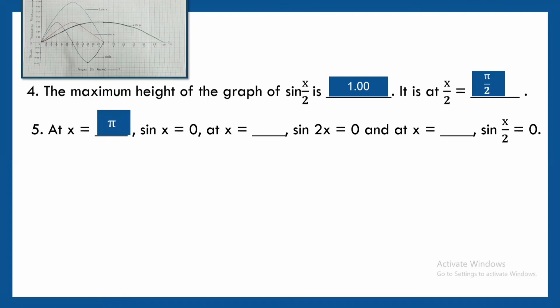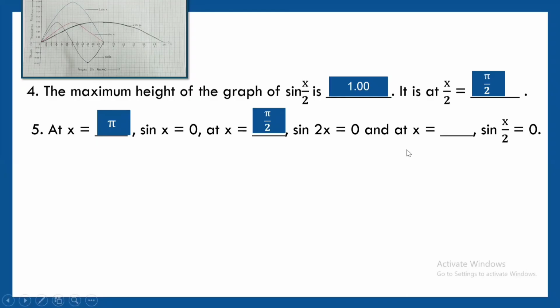At x equal to dash, sin 2x is equal to 0. Sin 2x is what curve? Sin 2x is this curve. So this is 0 at x equal to 0, x equal to pi by 2, or x equal to pi. So I can write any one of them. I write here pi by 2.